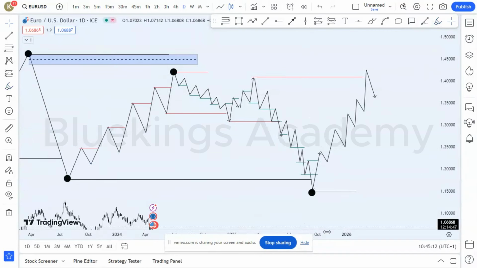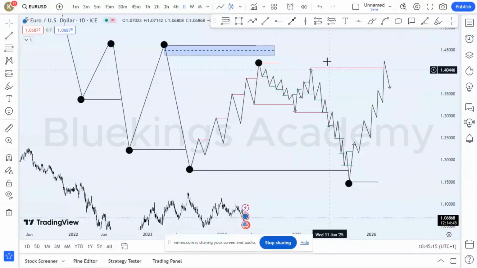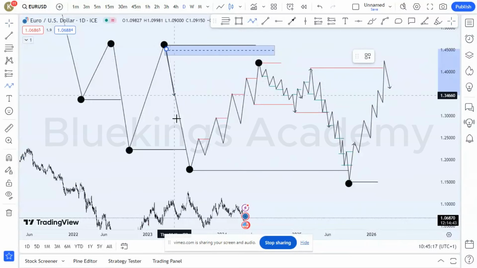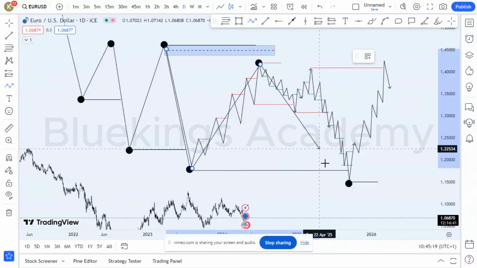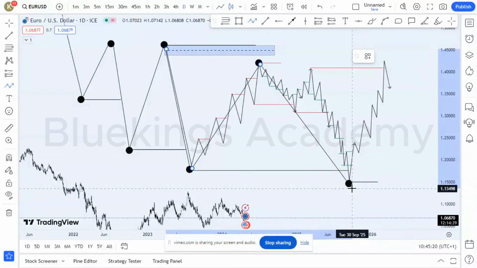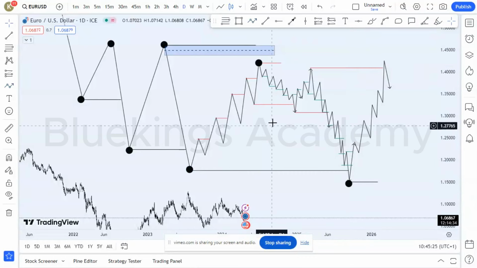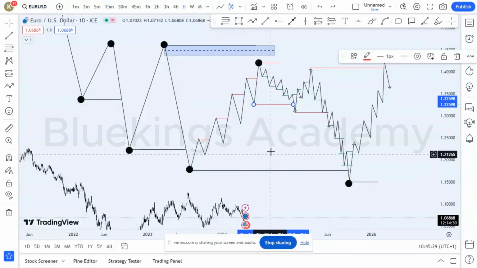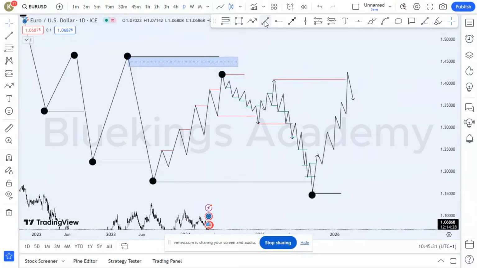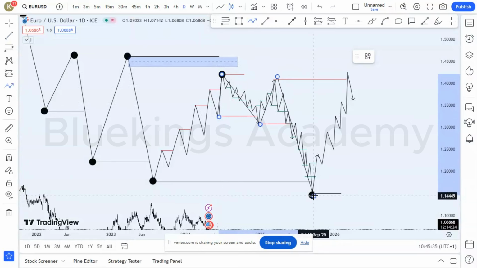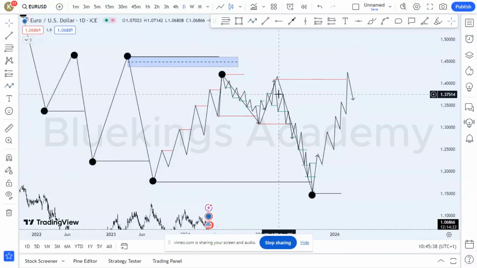So if I zoom in, we have gotten a perfect walkthrough of these and this as external structure. And for internal structure, we have gotten these. So simple. No complications. Okay.